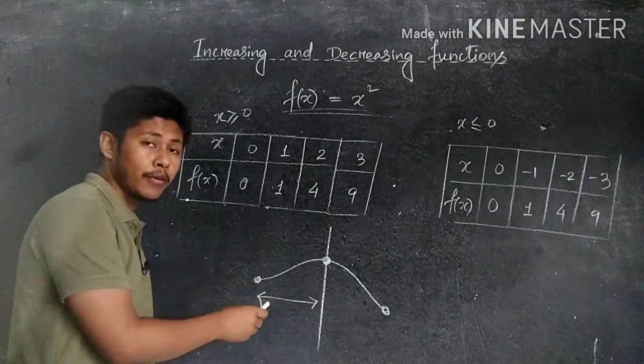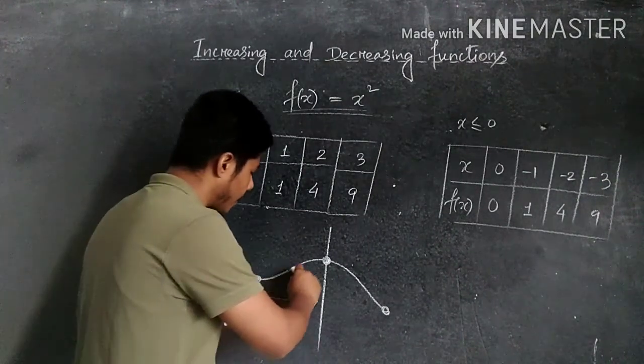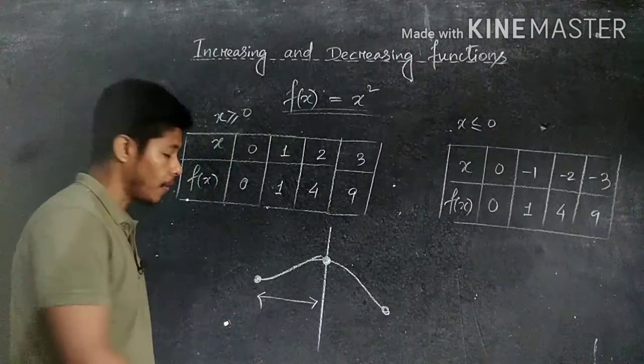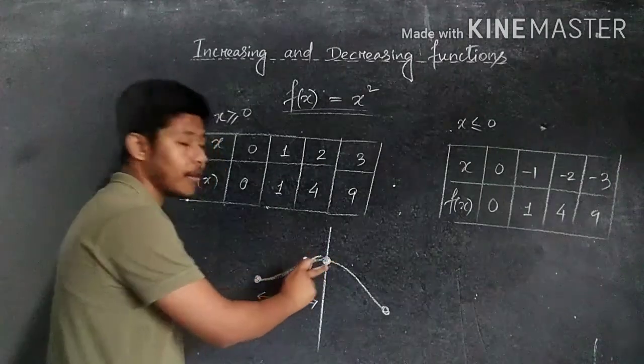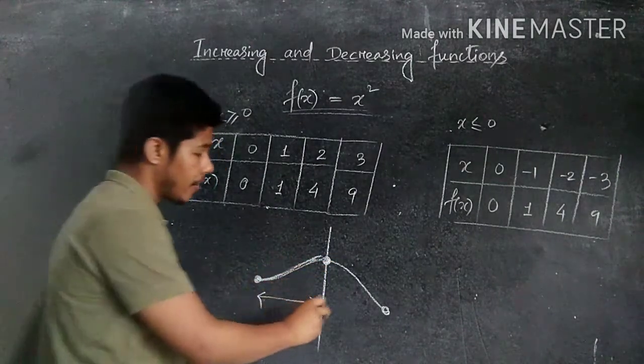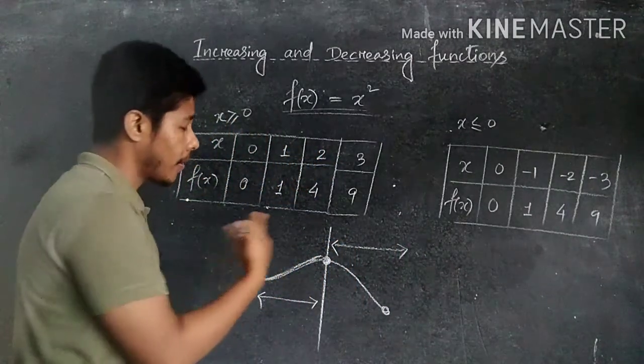You always have to check the left hand side point. So this one is the point, and from here, what does the graph do? From this side, the graph increases. So that's why this part is increasing.